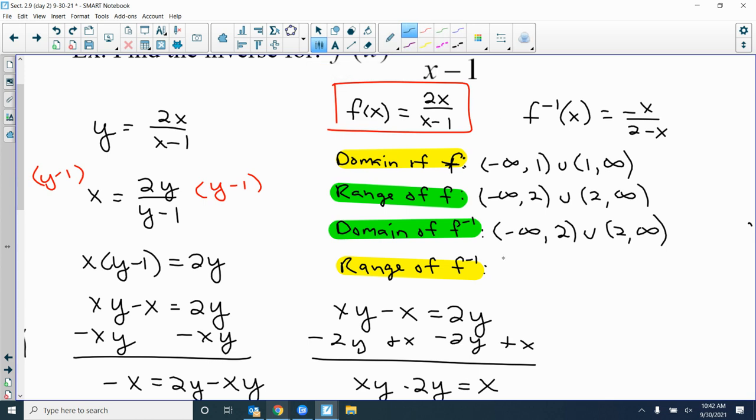And so that's going to be the same. Negative infinity to 1, union 1 to infinity.